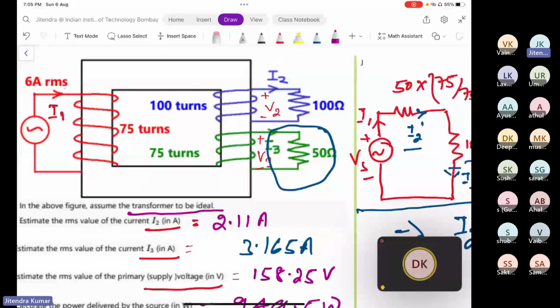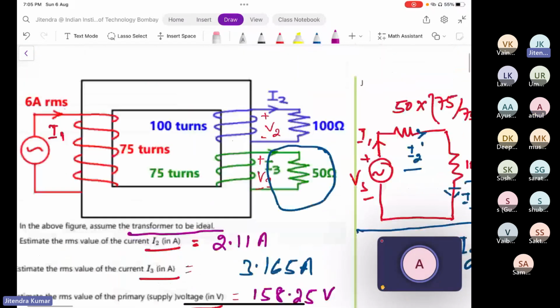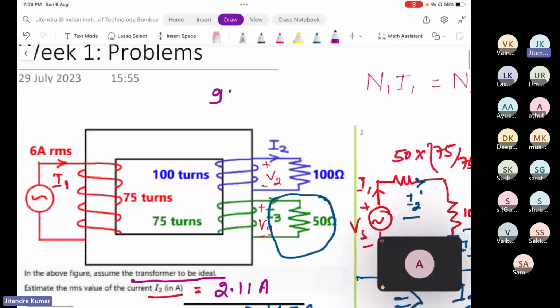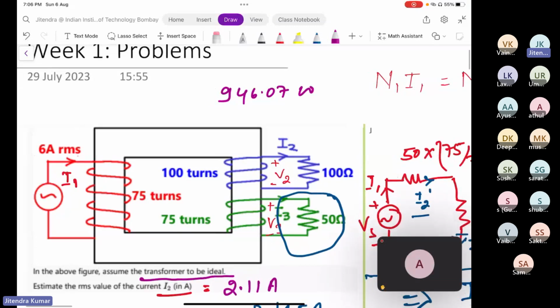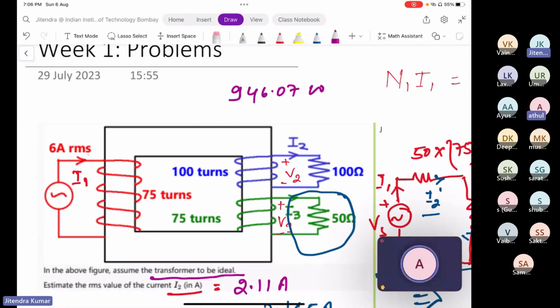The final equation for power consumed by load is equal to I2 dash square R2 dash plus I3 dash square R3 dash. When we do it, we are getting 946.07 watt. That's true. 946.07 watt when we are doing I2 square R2 plus I3 square R3? No, I2 dash square R2 dash plus I3 dash square R3 dash.